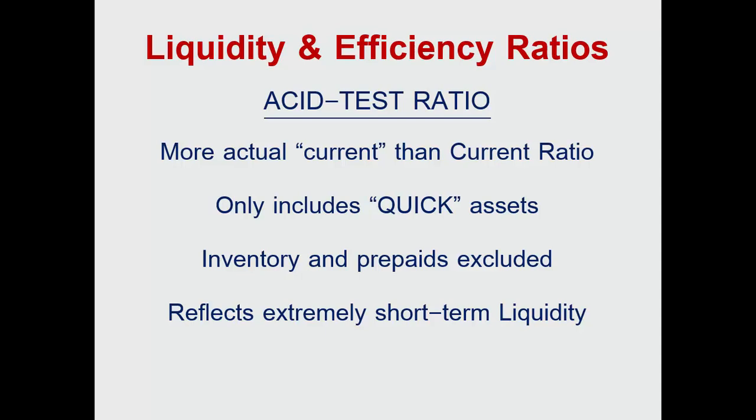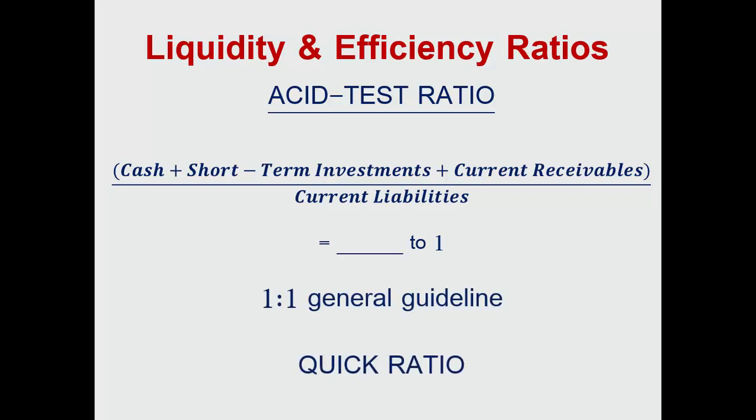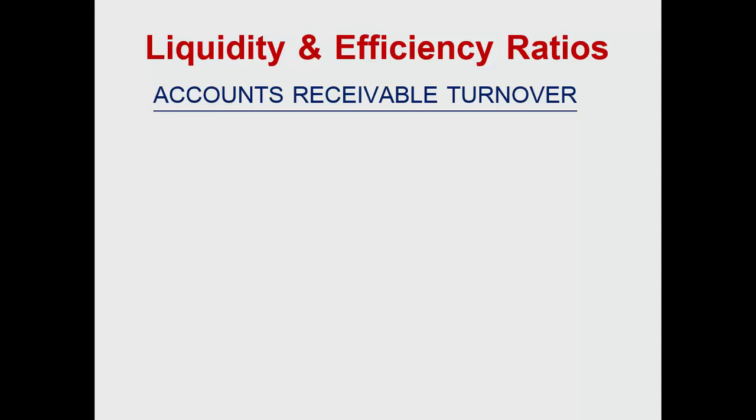So you have the current ratio, looking at all current liabilities, and then you have the quick ratio or the acid test. Cash plus short-term investments plus current receivables is your numerator. Another way to think of this is just take current assets and subtract inventory, subtract the prepaids. 1 to 1 is a general guideline. This is also called the quick ratio, your quick assets.